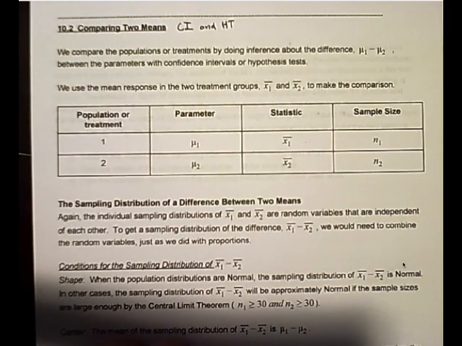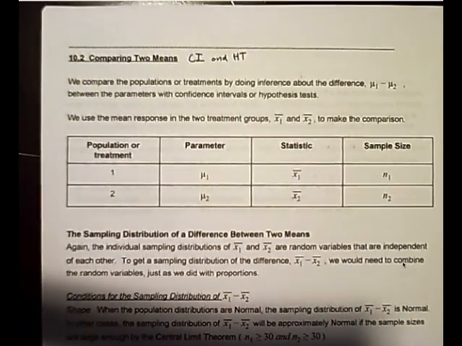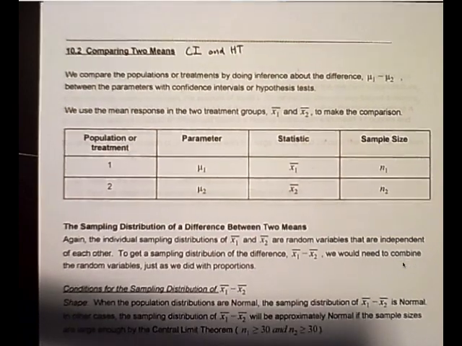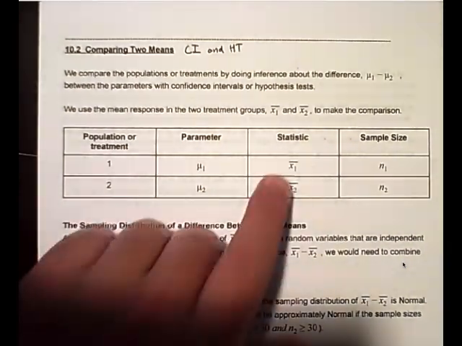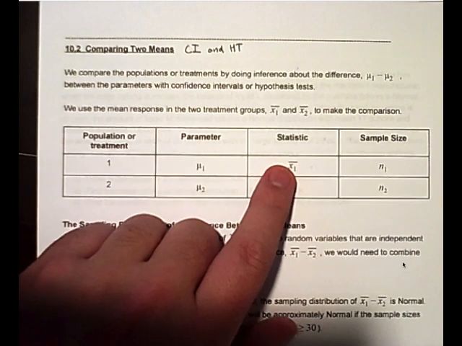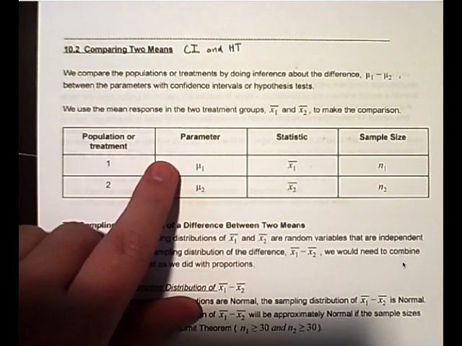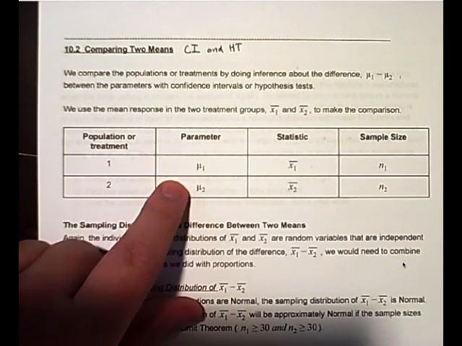All right, so let's go through it. It says, we compare the populations or treatments by doing inference about the true difference, mu1 minus mu2, between the parameters with confidence intervals or hypothesis tests. We use the mean response in the two treatment groups, X bar 1 and X bar 2, to make the comparison. Just like populations, we're going to have two distinct groups, each with their own sample means, their own sample sizes, and their own true parameter.